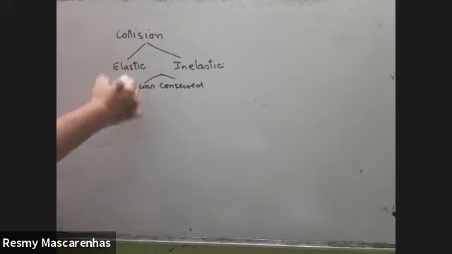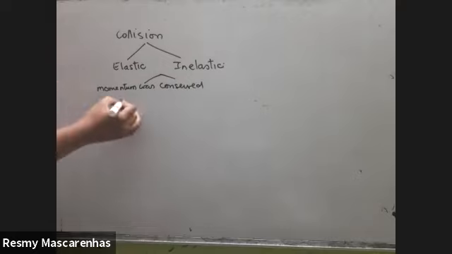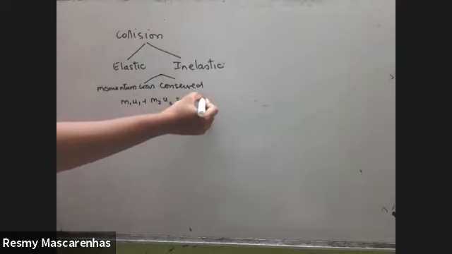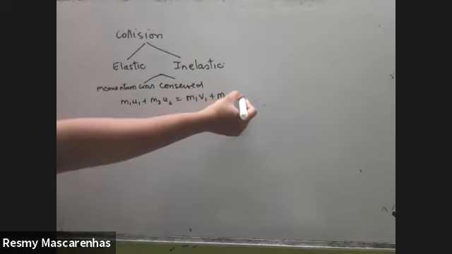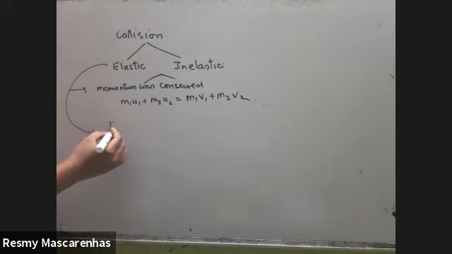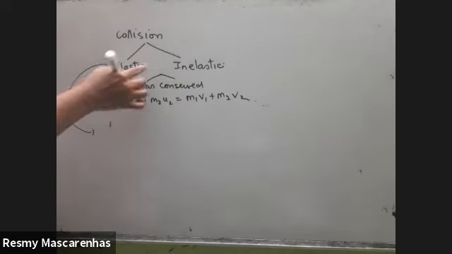Means what? Initial momentum is equal to your final momentum. M1 U1 plus M2 U2 was equal to M1 V1 plus M2 V2. For both the cases it was same. But for kinetic energy, or the energy, here what was happening? Here it was conserved, here it is not conserved.